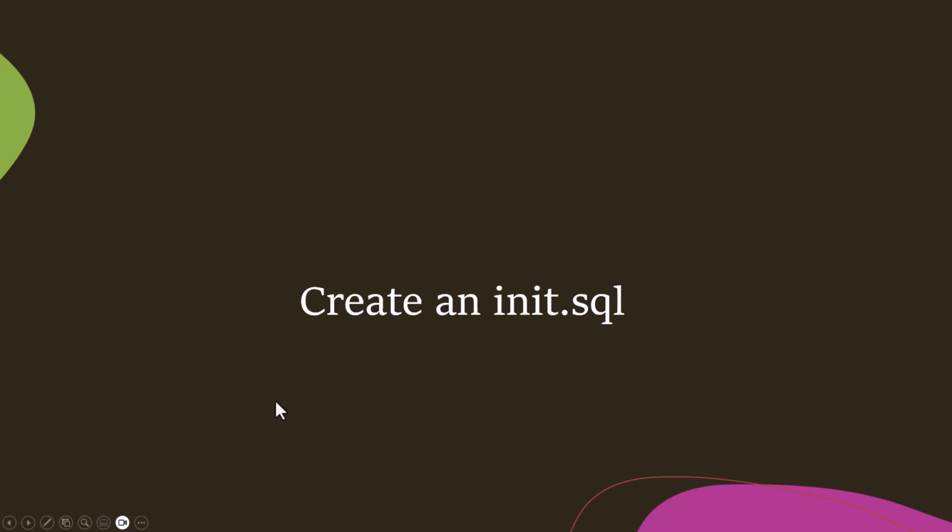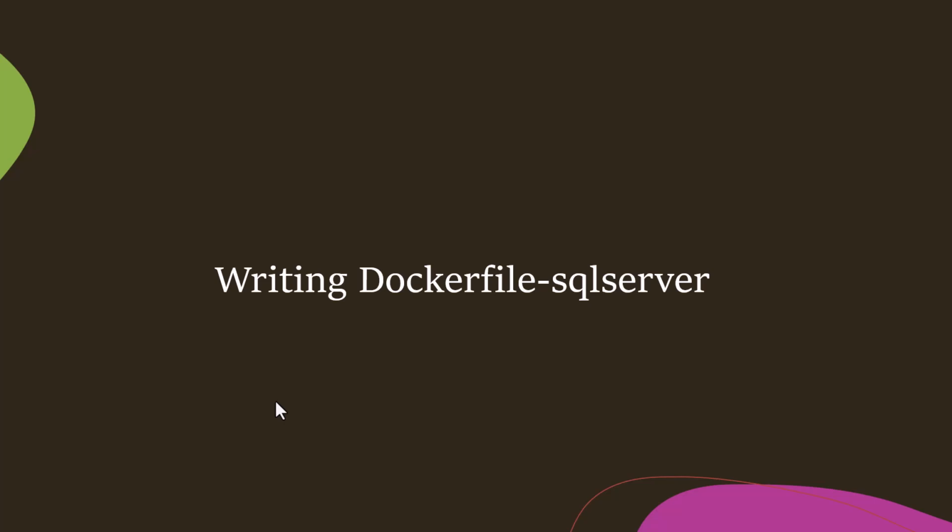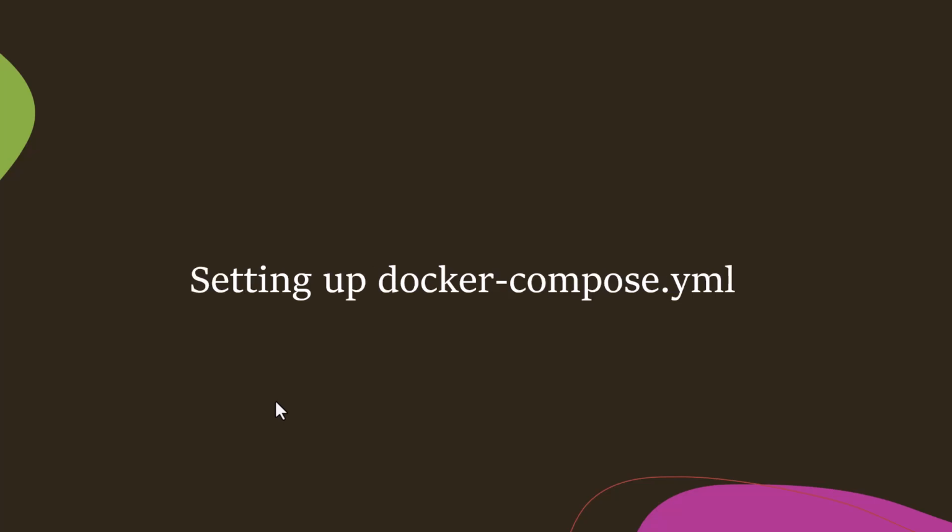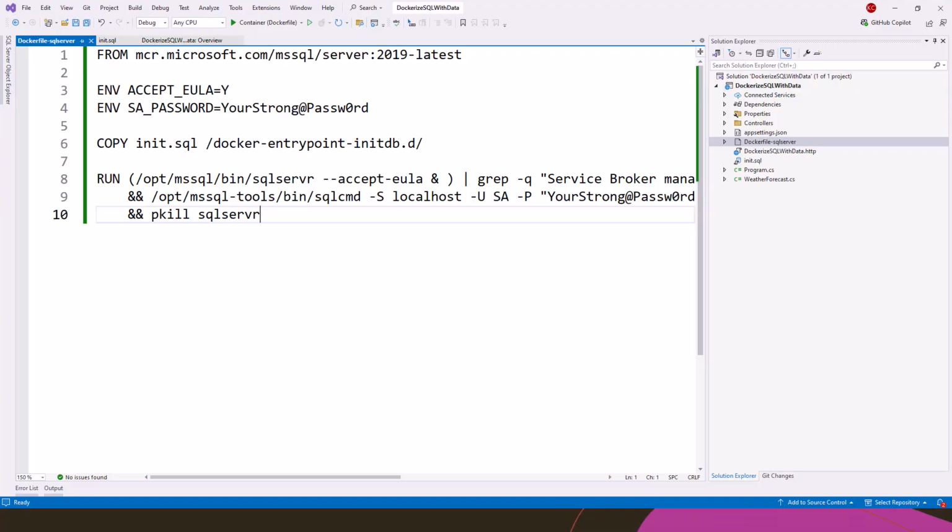Then already we have created the init.sql script to initialize the database, create the database, form a table, and then insert some records. And we have also seen the Dockerfile SQL Server, and we have seen a step-by-step explanation for each of the lines. And then we'll set up the docker-compose.yml.